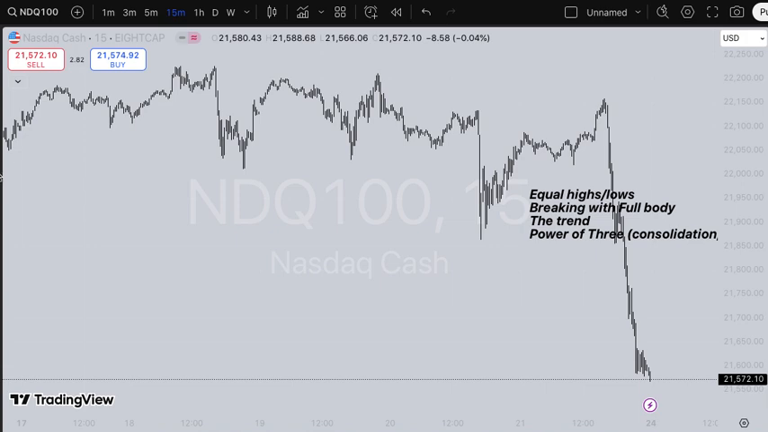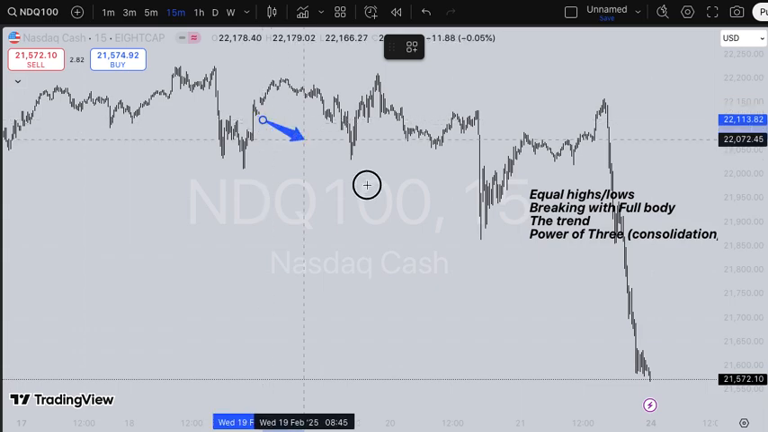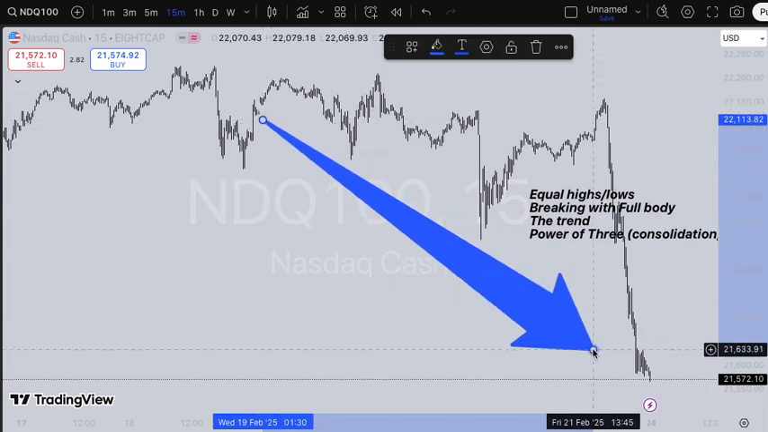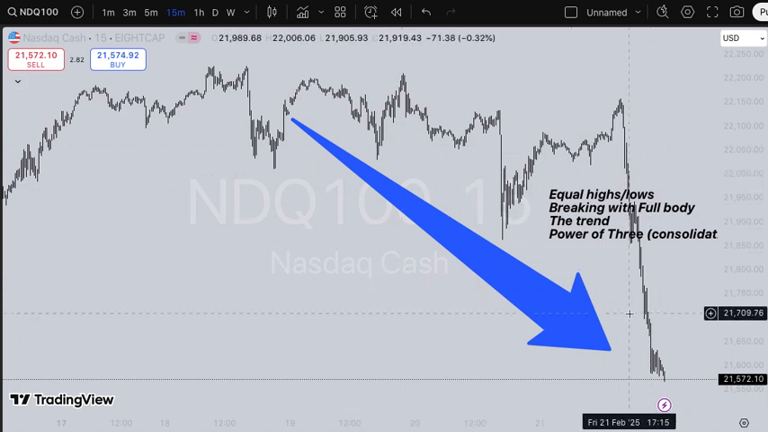When this market is going to the downside, what is it that is important to us? What is it that is important to us when this market is going to the downside? The highs.